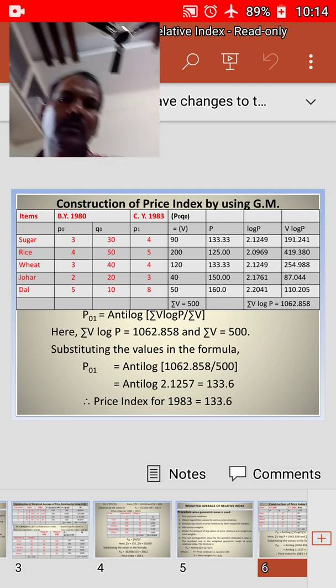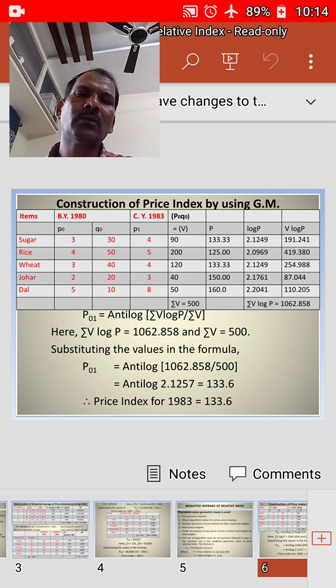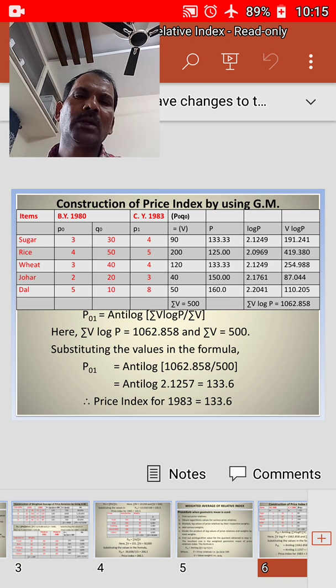Now we need to find log values for these price relatives. That is, 133.33 log value is 2.1249, 125 log value is 2.0969, 133.33 log value is 2.1249, 150 log value is 2.1761, and 160 log value is 2.2041.